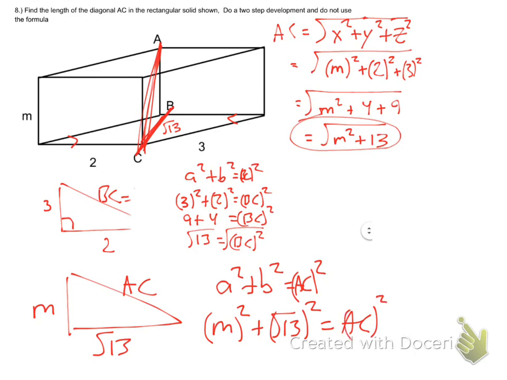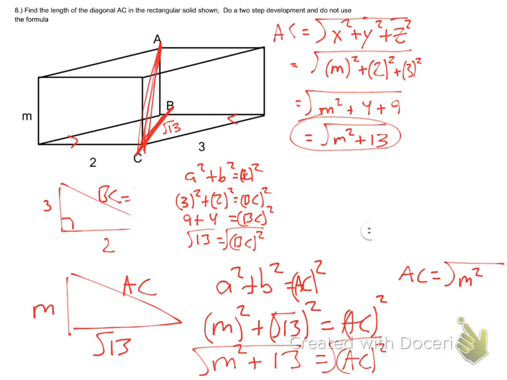What's M squared? M squared. What's the square root of 13, squared? 13. So M squared plus 13 equals AC squared. And then to get AC by itself, square root. So guess what? AC equals the square root of M squared plus 13. Booyah. They are the same: the two-step process versus the formula.